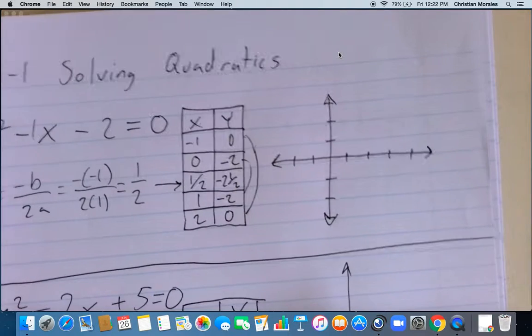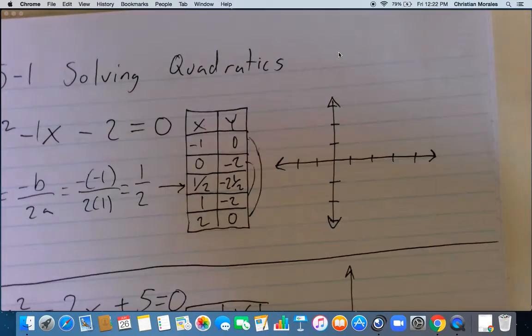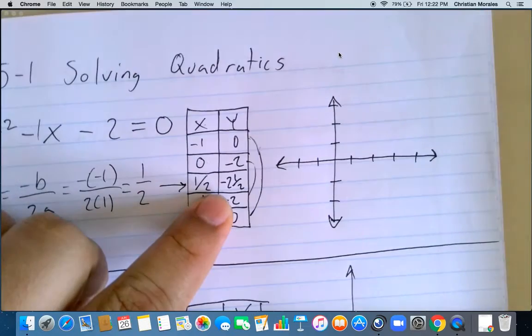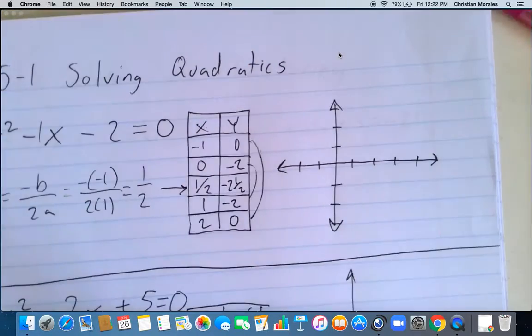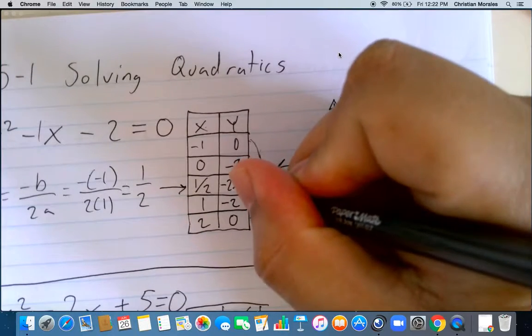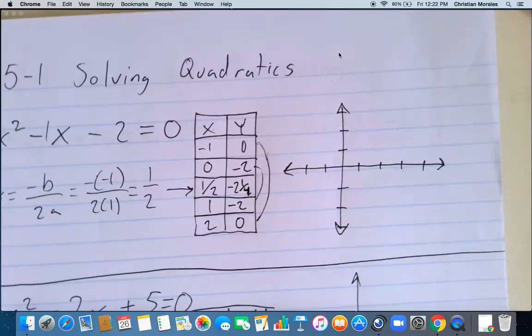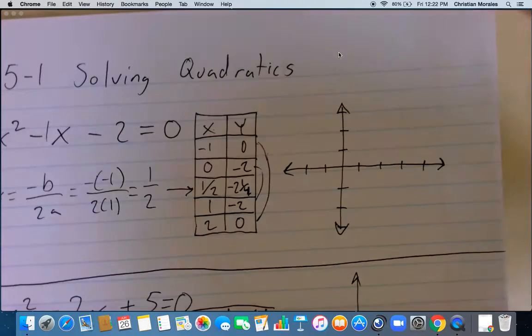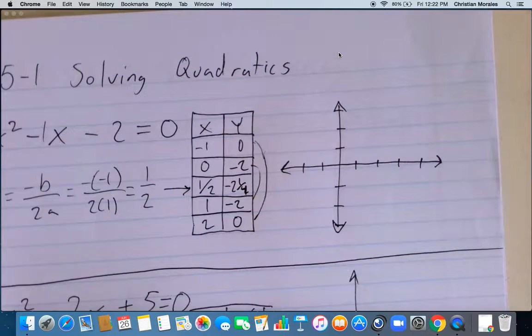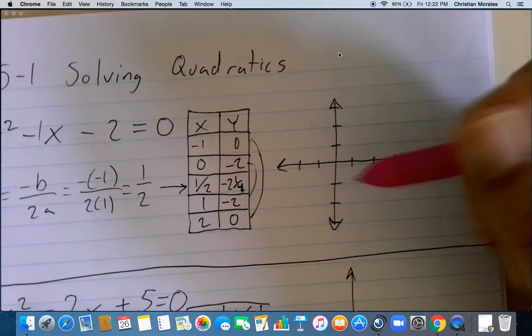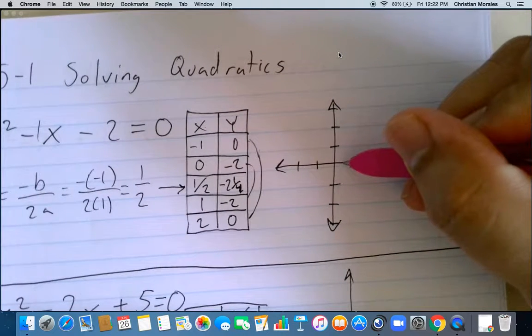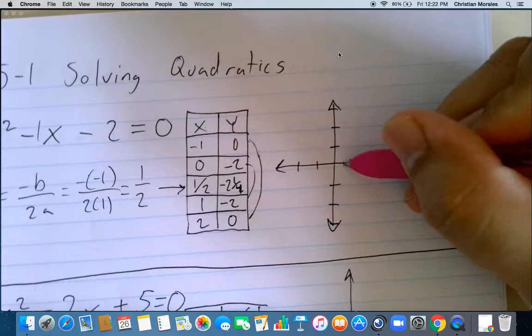To graph these points, we'll start with the middle number. The axis of symmetry is at negative 2. And, oh, I'm sorry, I messed up, guys. I meant to say a quarter, not a half. That's a quarter. Sorry about that. Okay, the middle number, the axis of symmetry, is at 1/2, which would be somewhere right here. This is 1/2.